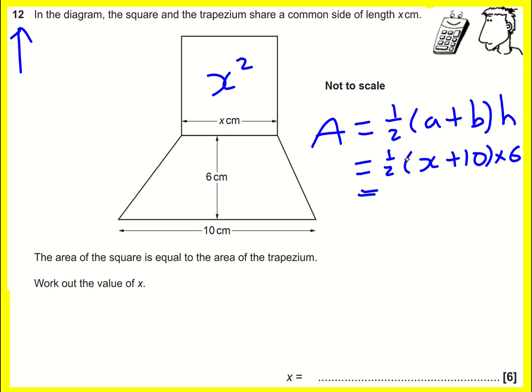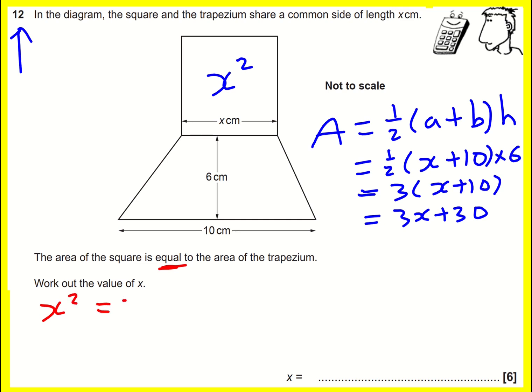And then I could just multiply the half and the 6 together. That's okay to do because the order of multiplication does not matter. And we're going to get 3x plus 30. Okay, what now? It says they're equal, so I'm actually going to have to set the area of the square equal to the area of the trapezium, and I've got a quadratic coming out.